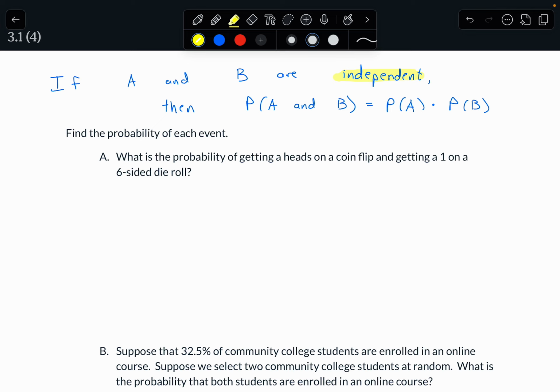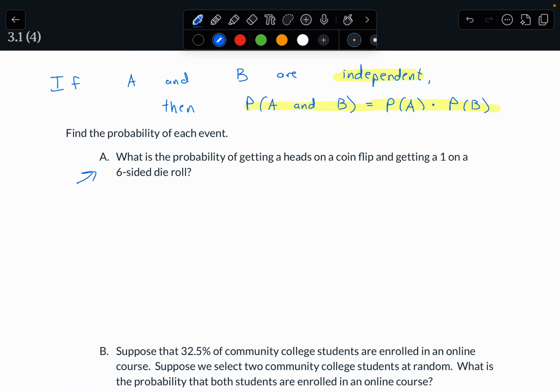So if we're working with independent events, then the probability of A and B is just the probability of A times the probability of B. We just multiply their probabilities together. So I'll just have to find their probabilities separately, multiply them, I'll have my answer. So let's take a look at these examples.